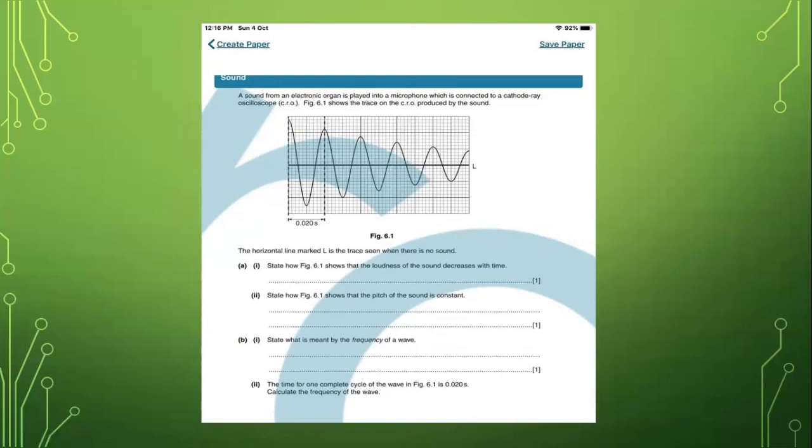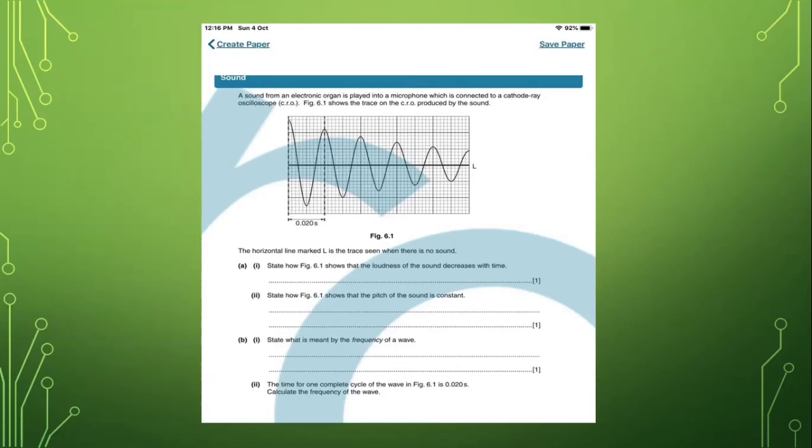However, it isn't, and the pitch of the sound is constant, because the time period, or time taken for one complete oscillation, remains constant, as it is given to us as 0.020 seconds. And that's how the frequency remains constant, and pitch is related to frequency. What is meant by the frequency of the wave? Frequency of the wave is the number of complete oscillations in 1 second of a wave.